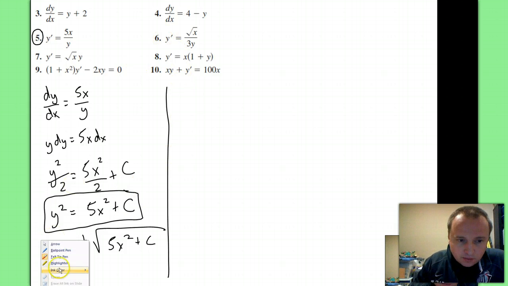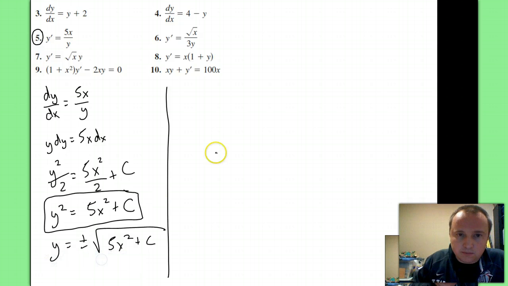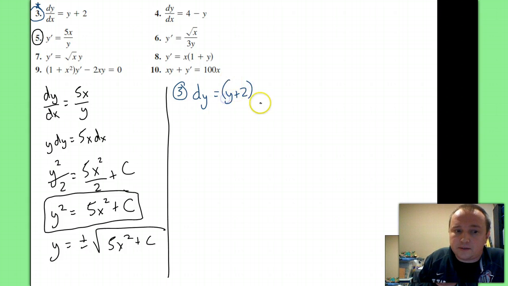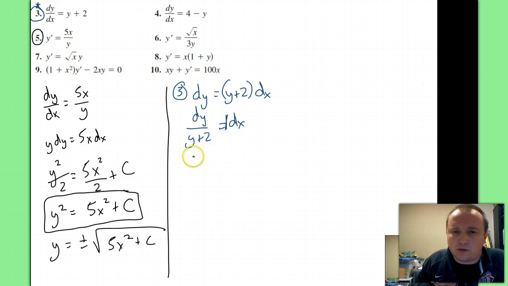Let's do a different color for our next one. Let's just do one of these guys. So number 3 here. As I look at number 3, I've got dy equals y plus 2 dx. I need to get my y's on one side, so I have dy over y plus 2 equals dx. If I take the antiderivative of that, it's 1 dx over here. I think that would be a good place to start. As I take the antiderivative of this, I get natural log of y plus 2 equals x plus c.